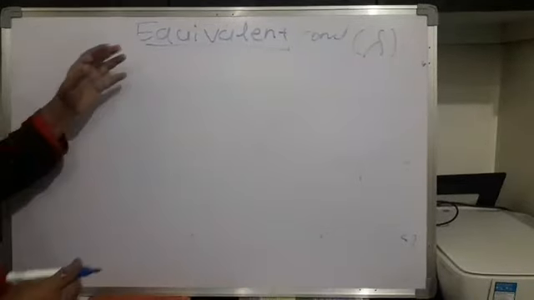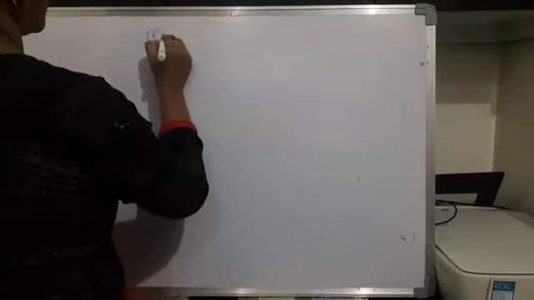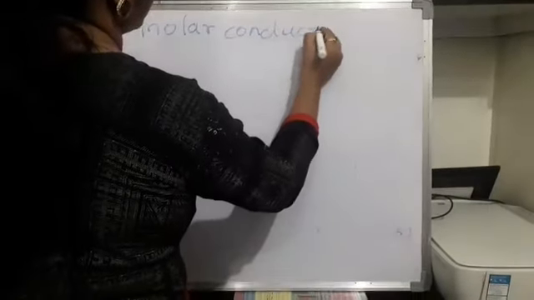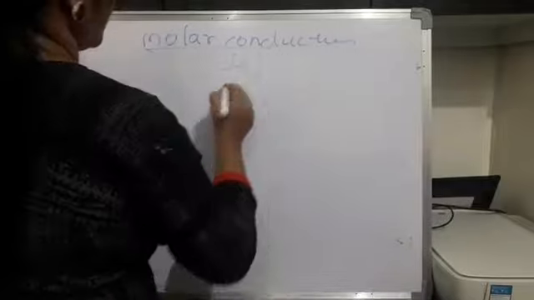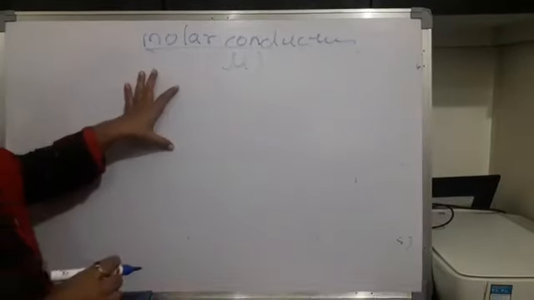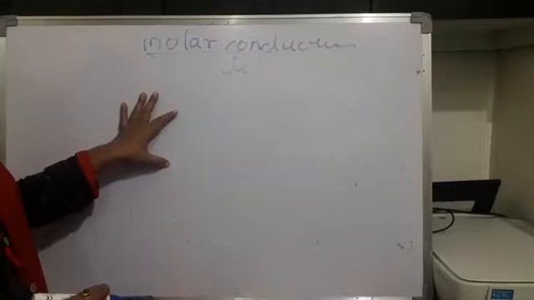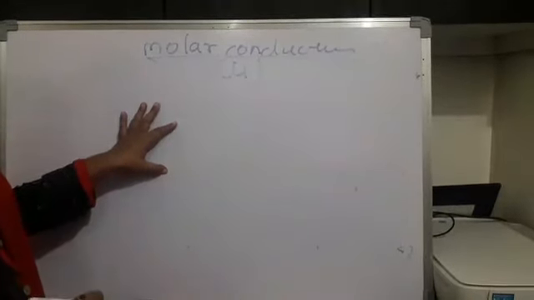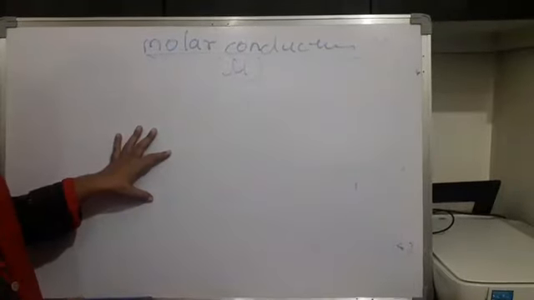Then, molar conductance. What is meant by molar conductance? It can be represented by mu. The definition is like the equivalent one, but the only difference is that here we use the number of moles. The conductance of a solution containing 1 mole of electrolyte is called the molar conductance.